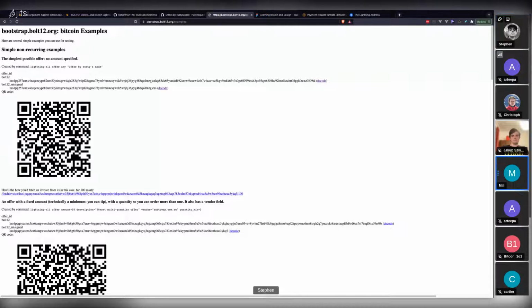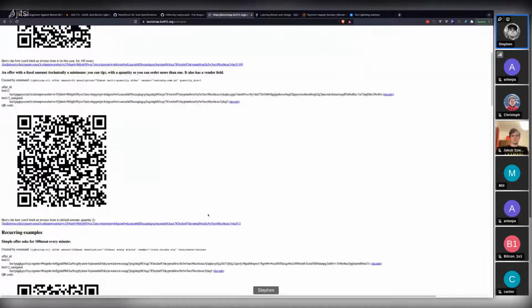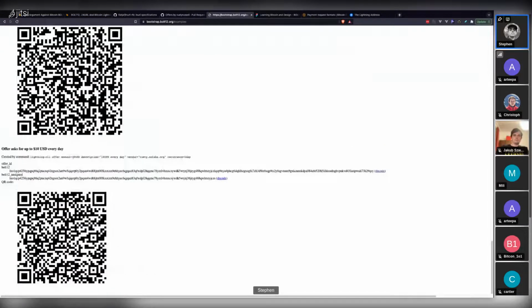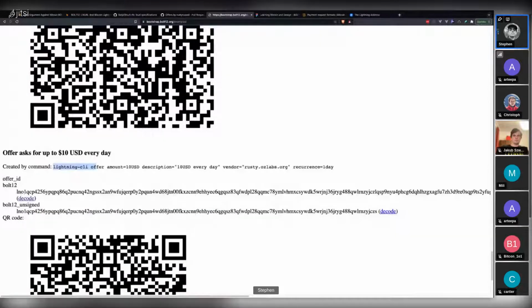Yeah, I was wondering, is this just USD or multiple currencies? I'm pretty sure you can do it from multiple currencies. Because if you look at, here, if I zoom in here, he is giving the command that a developer would use from the command line to generate this offer. And I'm pretty sure that, yeah, I think you can just type in whatever currency you want there.